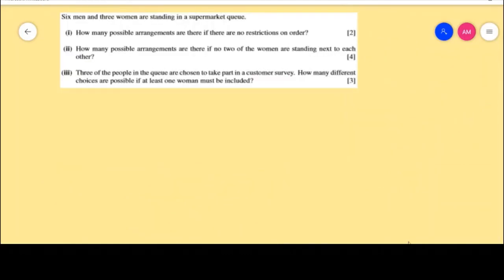My next question. 6 men and 3 women are standing in a supermarket queue. Right, so again, I highlight my important things. 6 men and 3 women. Part 1. How many possible arrangements are there if there are no restrictions to the order? Alright, no restriction, 9 factorial. Again, don't be tempted to divide by 6 factorial, 3 factorial. Those are people, they are not repeats. So this is going to be my part 1 here. Of course, you can finish that on your calculator.